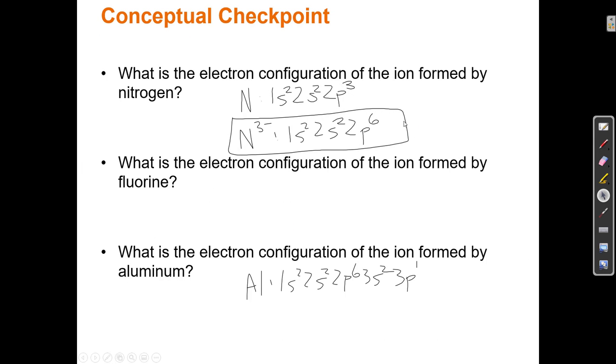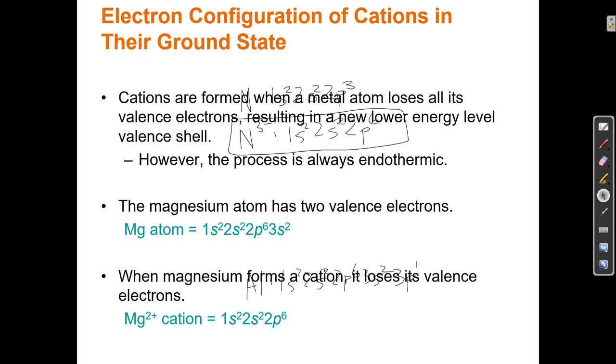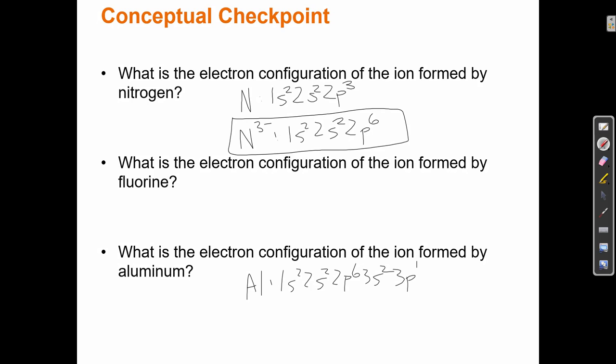Okay, so aluminum is going to lose 3 electrons. It's going to become Al3+. So which 3 is it going to lose? 1, 2, 3. The 3 that are in the outer valence shell. So it's going to look like this, 1s2, 2s2, 2p6. So they all want to look like neon, to get the electron configuration of neon.